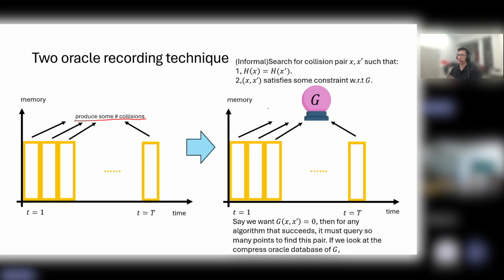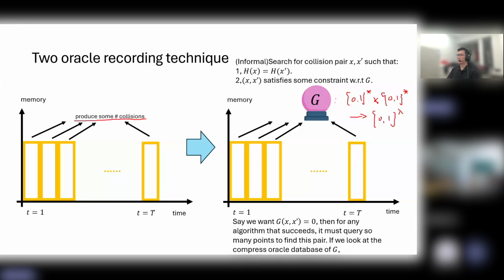Let's say we want to search for a pair X and X prime such that it forms a collision in H, which is the original oracle, and this tuple satisfies some constraint with respect to G. Let's say it satisfies G of X prime equals 0, where G is an oracle that takes input 2x and outputs, let's say, a very low output.